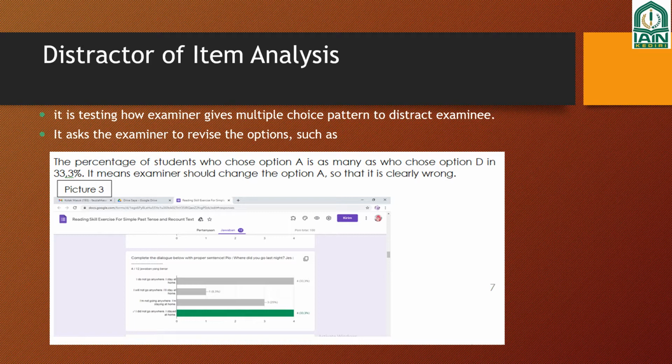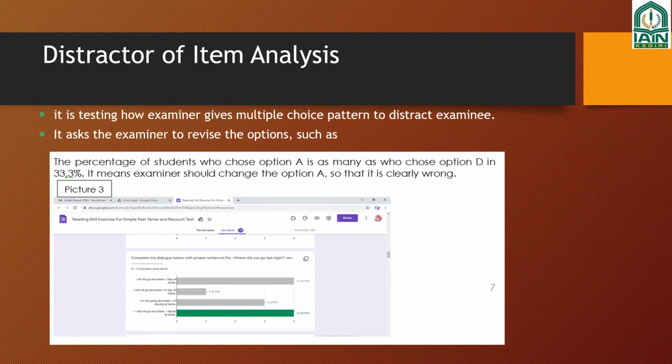It will happen when the percentage of two items are the same. Two items mean the wrong one and the right one. See the picture. Option A and option D have the same percentage.